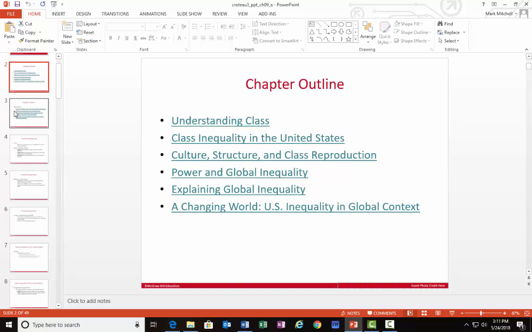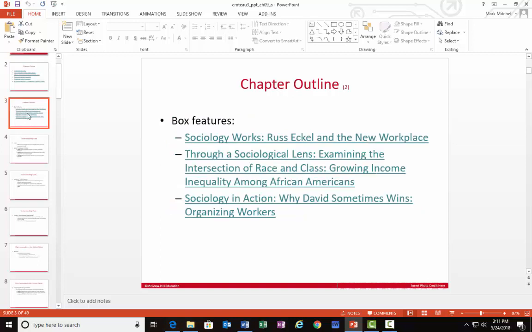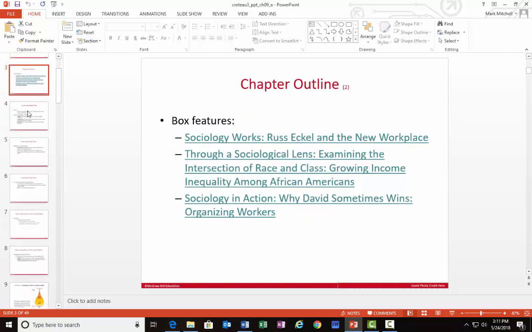You can see that's also here on our slides after we look at the United States. And then finally, finishing up with U.S. inequality in global context. Our extra articles that help to illustrate some of the points that the author brings forward in the chapter are next. We usually have 3 per chapter, and that's also the case here in chapter 9.